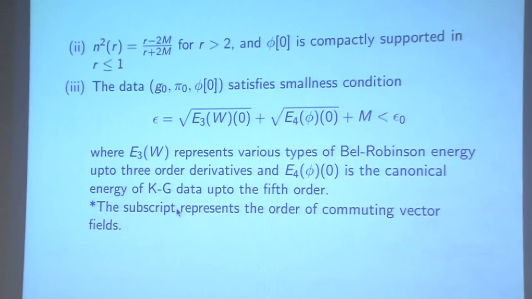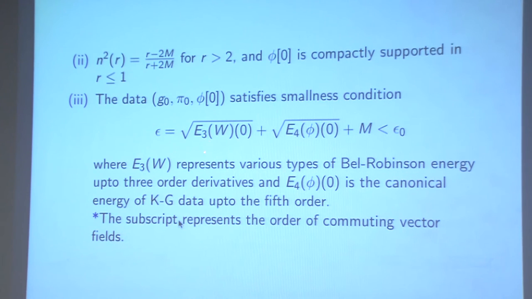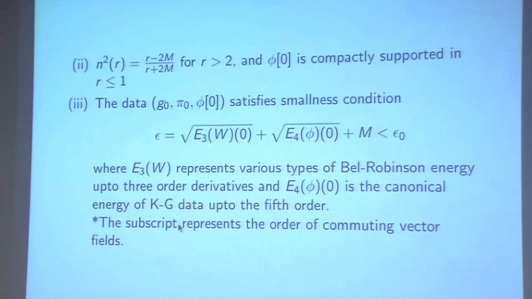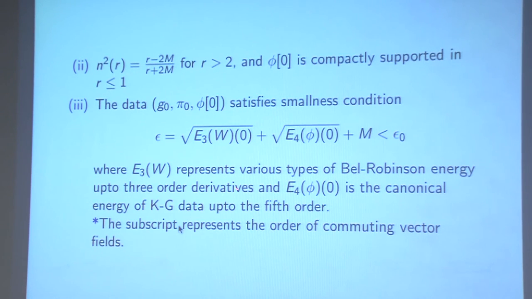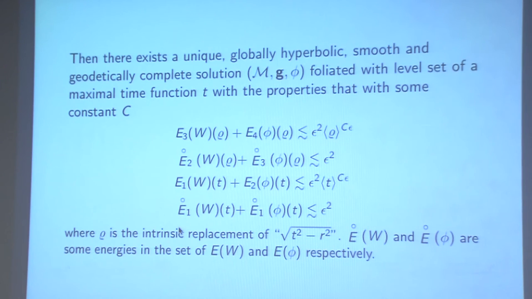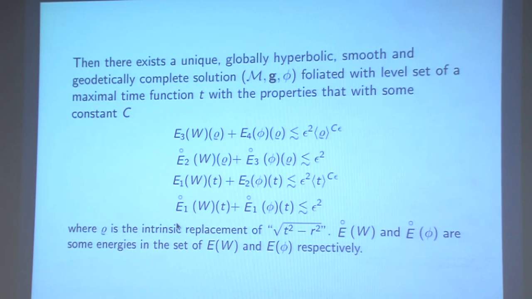Here is our requirement of how many initial assumptions we added and how many derivatives we are using. It's going to be a smallness assumption on a set of Bel-Robinson energies on the Weyl tensor that I'm using, and a set of energies for Klein-Gordon, and also smallness on the ADM mass. I'm using subscripts 3, 4 to denote how many commuting vector fields I'm using to define this energy. For the Klein-Gordon part, this actually means 5 derivatives on Klein-Gordon. This means 3 derivatives on the Weyl tensor as initial data, small. And I didn't give you a complete set of energies because there are various versions, various types of estimates. So let me just mention this.